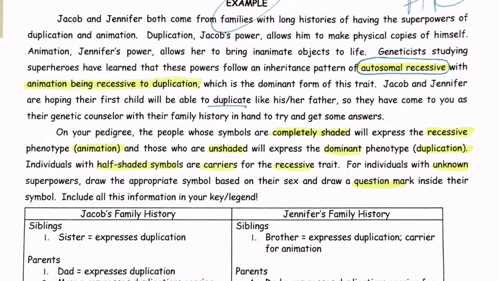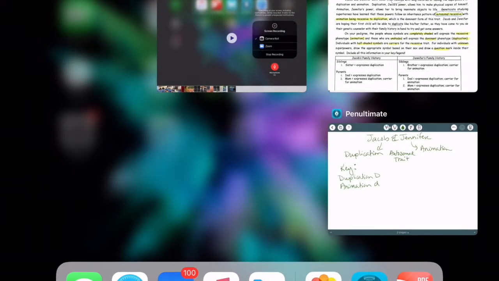Jacob and Jennifer are hoping their first child will be able to duplicate like his or her father. So they have come to you as their genetic counselor with their family history in hand to try and get some answers. On your pedigree, the people whose symbols are completely shaded will express the recessive phenotype, animation, and those who are unshaded will express the dominant phenotype, duplication. Individuals with half-shaded symbols are carriers for the recessive trait. For individuals with unknown superpowers, draw the appropriate symbol based on their sex and draw a question mark inside their symbol. Include all this information in your family key or legend.